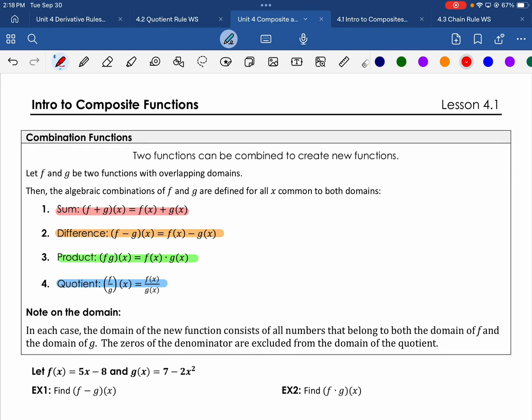Today we're going to start talking about composite functions. Before we talk about composites, we're going to talk about combination functions, which are when you can add, subtract, multiply, and divide functions. And it gives you a new function. So we're going to do this.